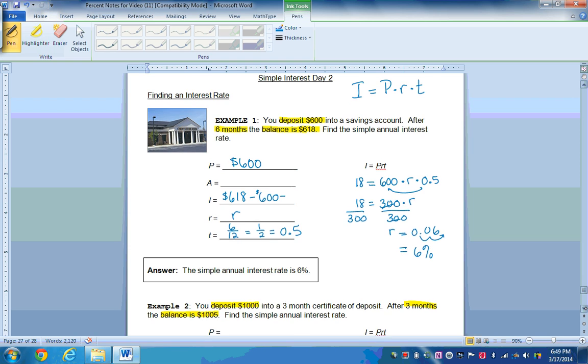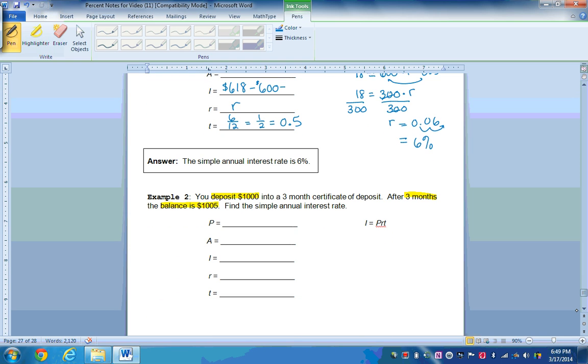Let's go ahead and do one more example together before I have you do one on your own. In example 2, you deposit $1,000. So that's our starting amount. We will put that into the principal part. Into a 3-month certificate of deposit. That's a type of savings plan.